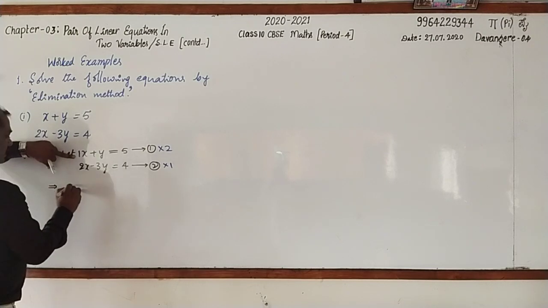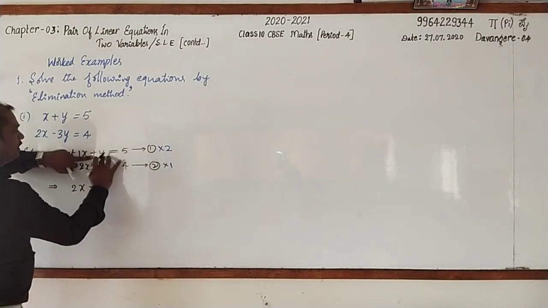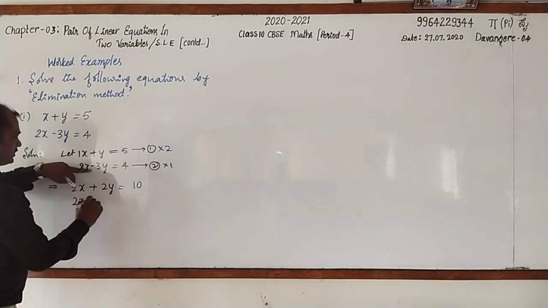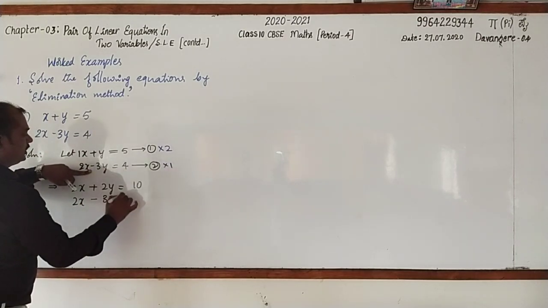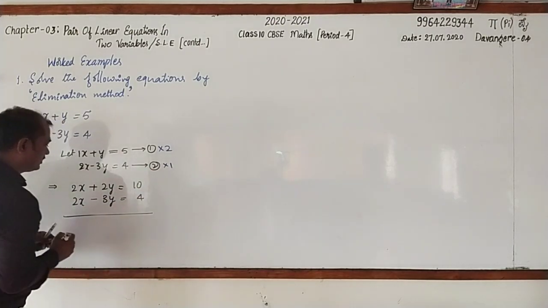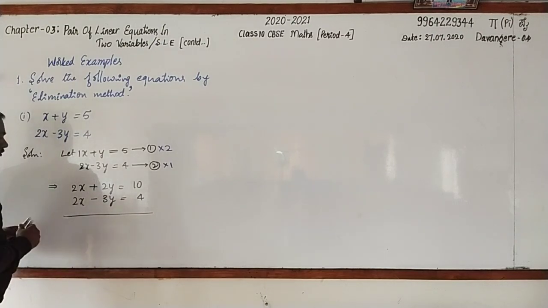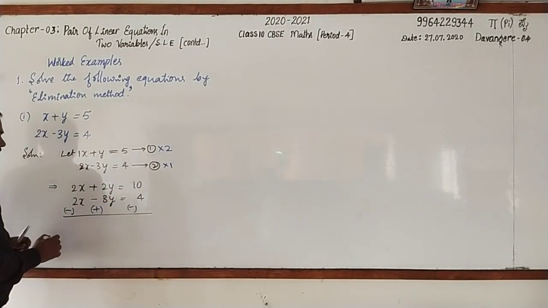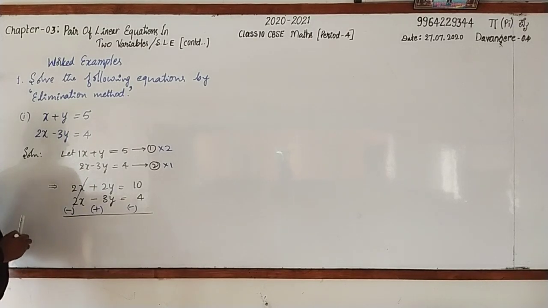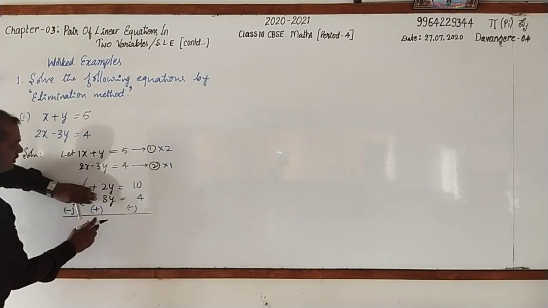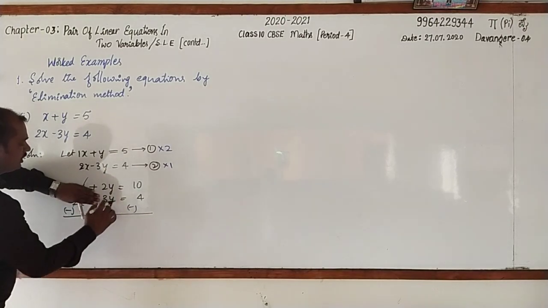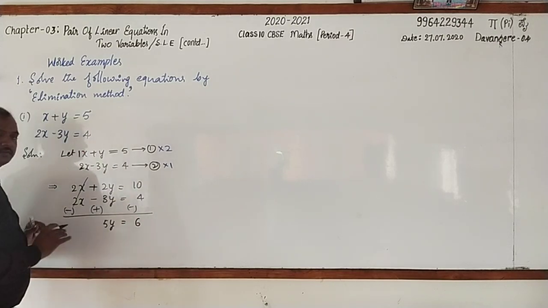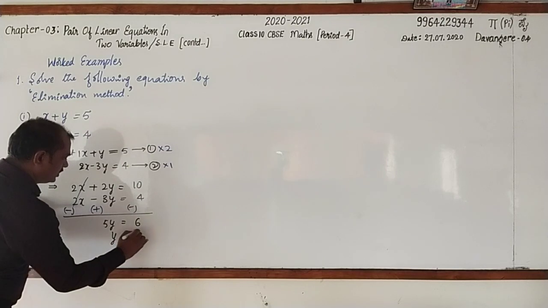Observe, multiply. 2 1s are 2, it is 2x plus 2 into y, 2y. 2 5s are 10. Now multiply by 1. 1 2s are 2, 2x minus 3y into 1, 3y equal to 4 1s are 4. Then is it possible to cancel? No. Hence we have to change the sign. Here plus is there, minus. Here minus is there, plus. Here plus is there, minus. Observe, 2x minus 2x get cancelled. Clear? Next, 2y, consider this plus sign, plus 3y. 2y, 3y is 5y. Next, 10 minus 4, it is 6. Now y is equal to 6 by 5.